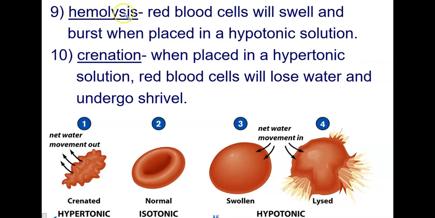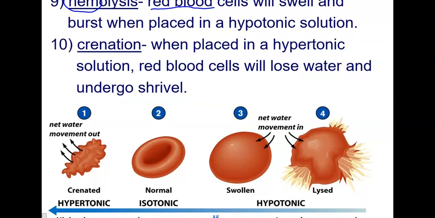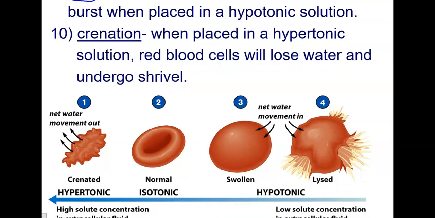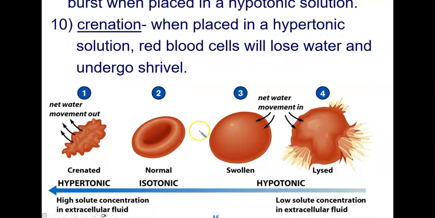So lysis means generic. Hemolysis is specifically about the red blood cells, because heme means red blood cells because of the iron group that's in your blood. So you can see the picture here. Here in a normal isotonic, if we put it in a hypotonic, it's going to swell, water's going to go in, could lyse, or if we put it in a hypertonic, it's going to crinkle up.